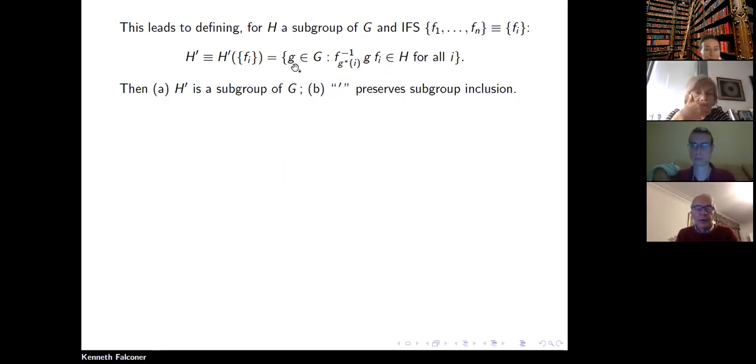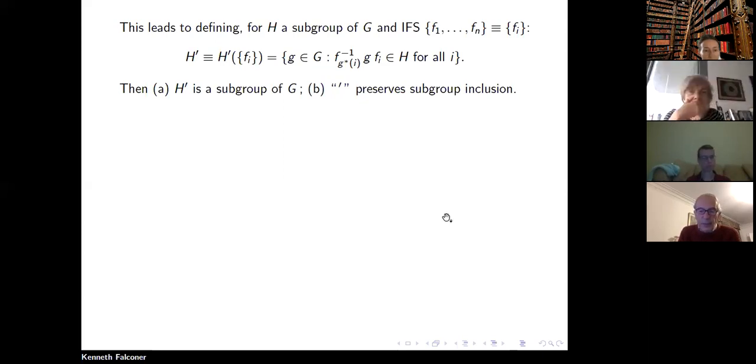So I'm looking at those elements of the group G such that when I look at that composition, I end up in H. I was tempted to call H prime the derived subgroup of H, but I believe that term's used for something else, so I better not call it that. It's not difficult to see that starting with a subgroup H, then H primed will also be a subgroup of G, but also the prime operation preserves subgroup inclusion. So if H1 is a subgroup of H2, then H1 prime will be a subgroup of H2 primed.